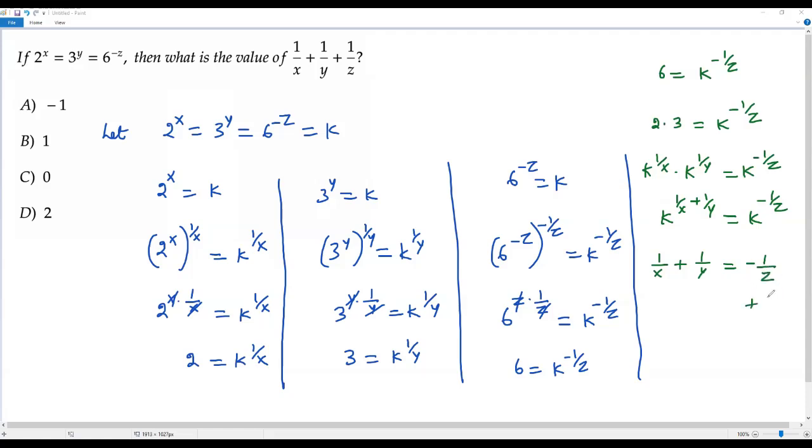Now let me add 1 over z to both sides. When I add 1 over z to both sides, negative 1 over z plus 1 over z will cancel out. On the left side, I'm getting 1 over x plus 1 over y plus 1 over z equals, on the right side, 0. Now I got the value of the expression 1 over x plus 1 over y plus 1 over z. Its value is 0. We find 0 in answer choice C. The correct answer choice for this question is C.